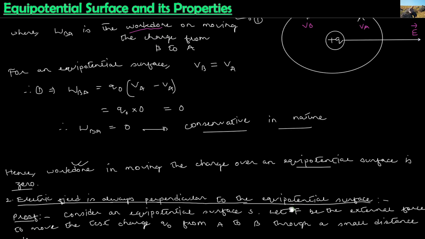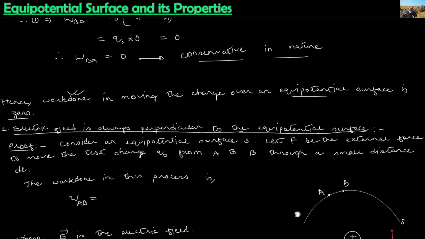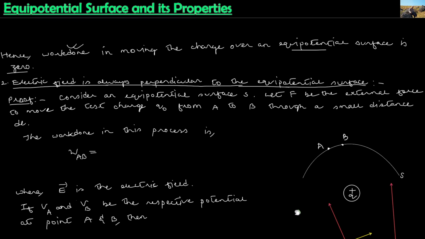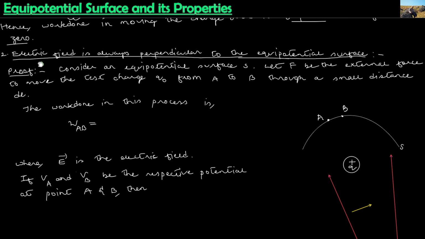Now, the second property of equipotential surface is that the electric field is always perpendicular to the equipotential surface. For instance, over here, if I take this charge plus Q, we know that there will be electric field lines emanating from the charge plus Q, and let the equipotential surface be S. Likewise, at this point B, I can represent an electric line of force.